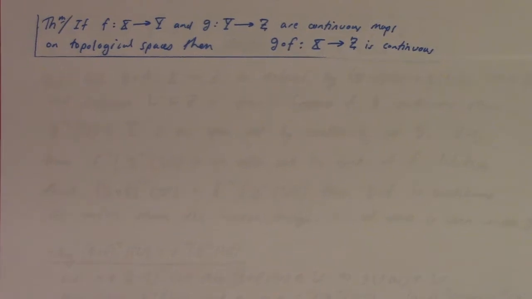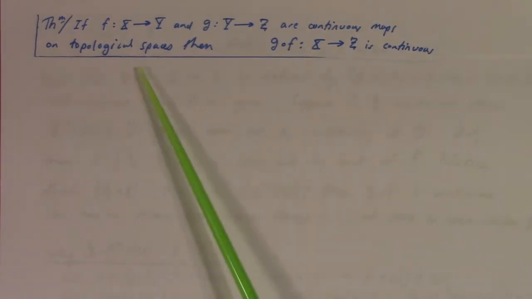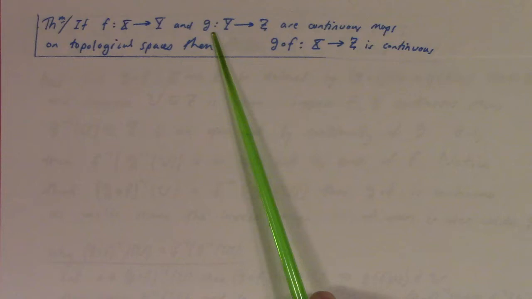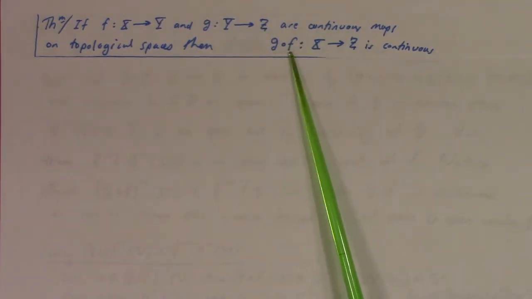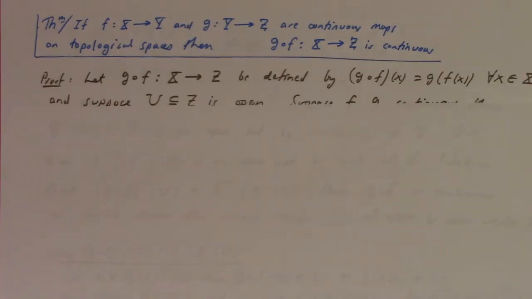Prove the composite of continuous functions is continuous. It's actually not too bad here. So if we have f from X to Y and g from Y to Z, both continuous maps on topological spaces, then the composite g composed with f is continuous.